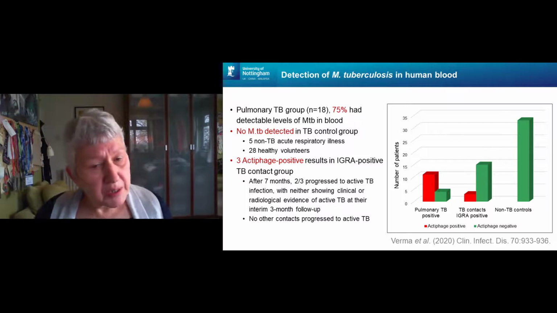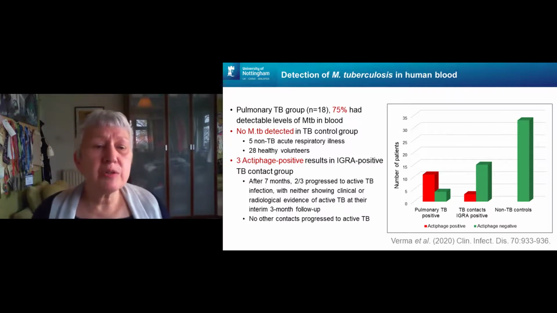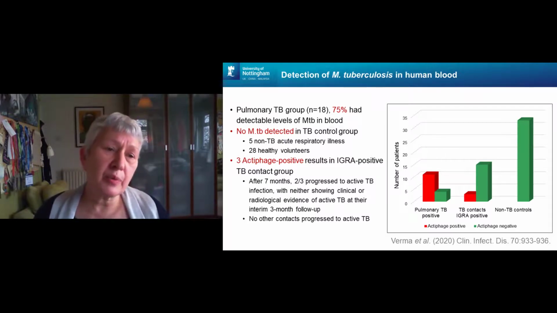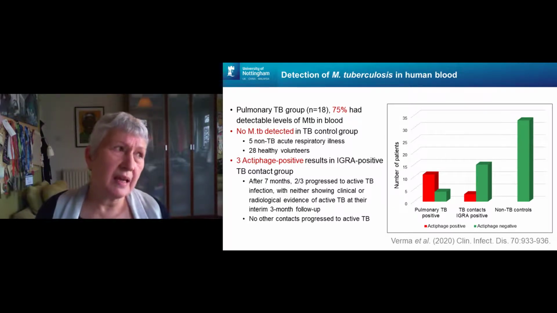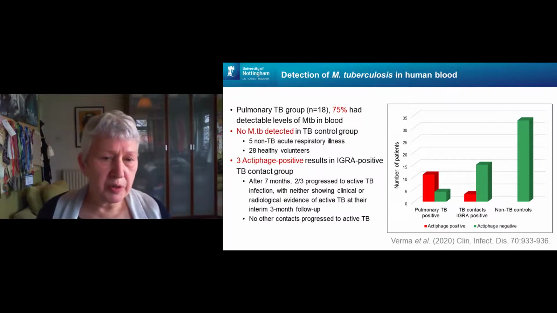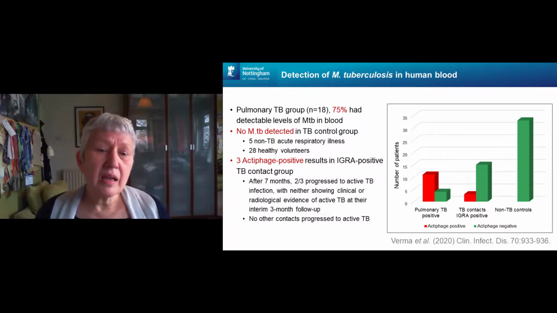And then the most important group for us, most interesting group for us, were the TB contacts that they were screening. So people who'd been in contact with someone with a diagnosed case of pulmonary TB to see if there was any evidence of infection. Now, in the IGRA negative group, we found no positive results, but in the IGRA positive group, those that were giving a positive reaction to interferon gamma, there were 3 that gave a positive phage result. Now, after 7 months, 2 of those 3 patients progressed to active disease.